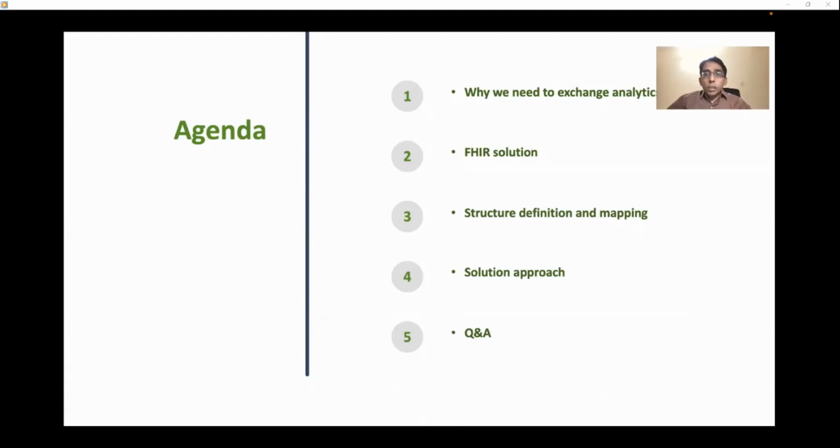At the end of this topic, we will understand why there is a need to exchange the analytics data and what FHIR offers to meet that requirement, so that we can easily communicate between the FHIR server and FHIR client and exchange the analytics data, which can be used for different purposes. As per the agenda, we'll first understand why there is a need to exchange the analytics data, then what FHIR offers, go a little deeper into the structure definition mapping, and then the overall solution approach step by step, followed by the Q&A.